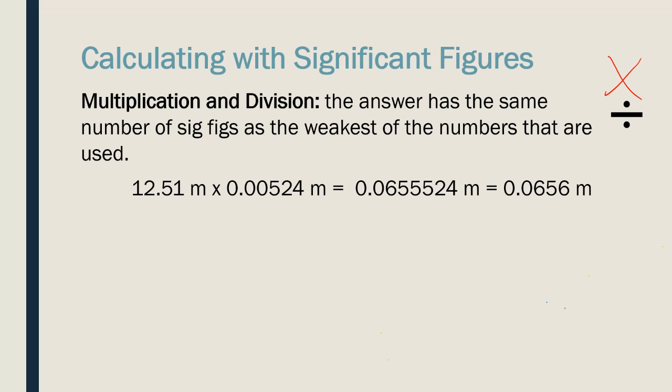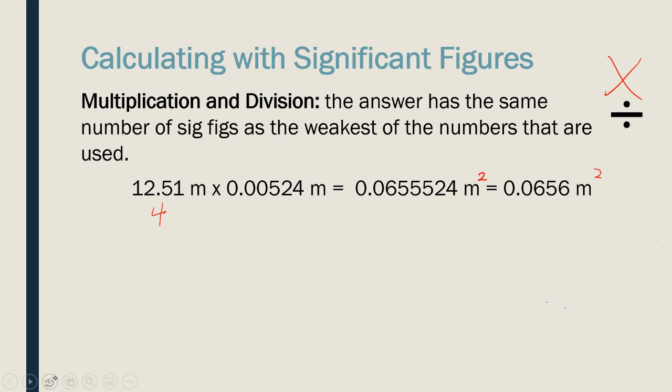So in this multiplication, we have 12.51 meters and we have 0.00524 meters. When we multiply them, we get 0.0655524. That's actually meters squared, because meters times meters. And then we have to round this number. So this number has how many significant figures? That should hopefully have 4.